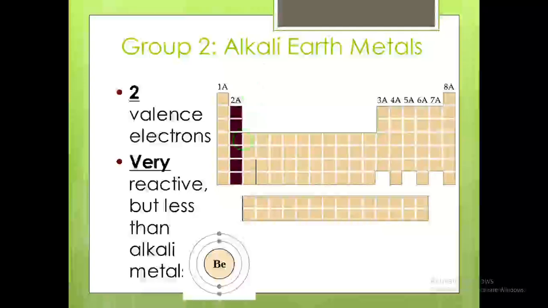Now, these alkali earth metals are also reactive, but less reactive than alkali metals. And why? Because they have two valence electrons. Now, in chemistry, when a reaction is going to take place, if you have one valence electron, you can easily give it out. But if you have two, it becomes more difficult for you to give it out. So that's why it is less reactive.